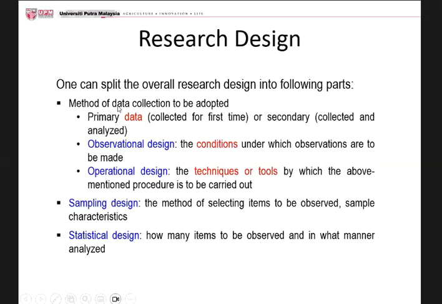So you can have methods of data collection to be adopted: primary data, observational design, operational design, sampling design, and statistical design. So one can split the overall research design into the following parts. So you can write your research design like this. This is just a guidance. Primary data, secondary data, collected and analyzed, observational, operational, sampling.